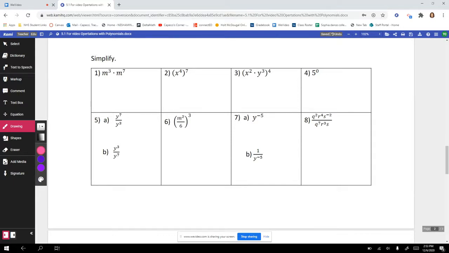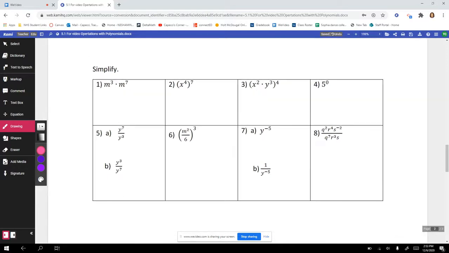So whenever we are multiplying exponents, remember this is like we have 3 m's, m to the third, and it's like we have 7: 1, 2, 3, 4, 5, 6, 7. And if we were to add those up, we would get m to the 10th. Of course, we don't want to do this every time. So you just need to know that you're going to add the exponents when you multiply.